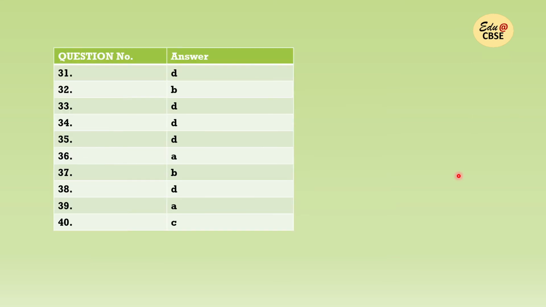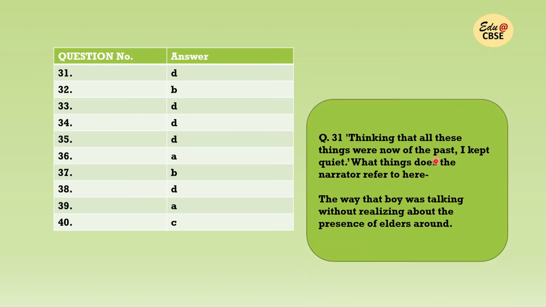31 to 40th. Now here I want to explain one question. So this 31st question, thinking that all these things were now of the past, I kept quiet. So what things is the narrator talking about here? So when the narrator goes to Ranga's house, all of the villagers have gathered there to see the change in Ranga. So in that crowd, in that gathering, there comes a voice from there. So it is a boy, an immature boy. So that voice says that there is no show happening here.